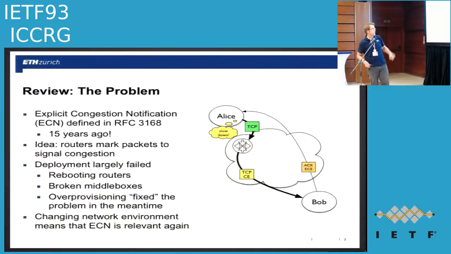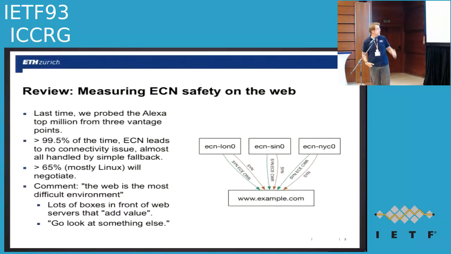If you weren't here at the last ICCRG meeting when we talked about how we did this with the web, we basically probed the Alexa Top Million. We tried to connect with ECN. We tried to connect without ECN. We looked at the difference between the connections we got with ECN and without ECN. And we found that 99.5% of the time, ECN leads to no connectivity issue. About 65% will negotiate. These look a lot like the Apple numbers that we saw in TCPM a few minutes ago. So actually, there's a comment from Stuart, and he's like, yeah, this is actually pretty terrible work.